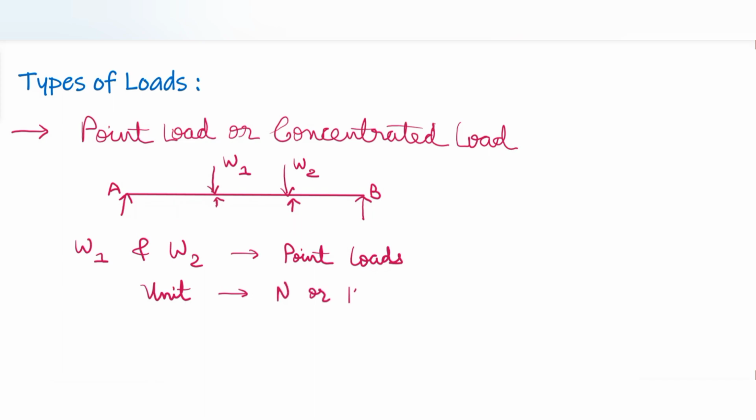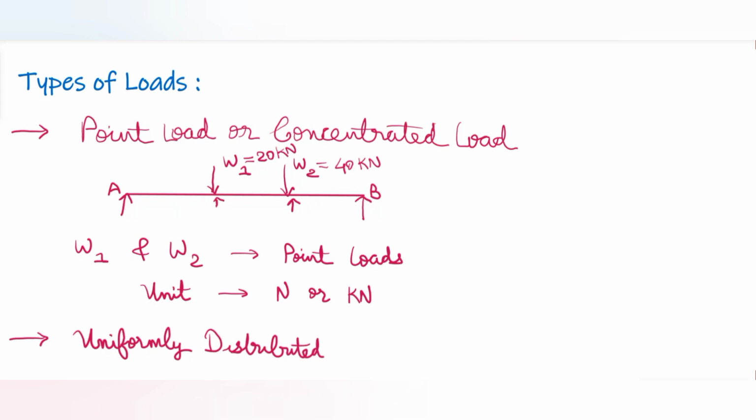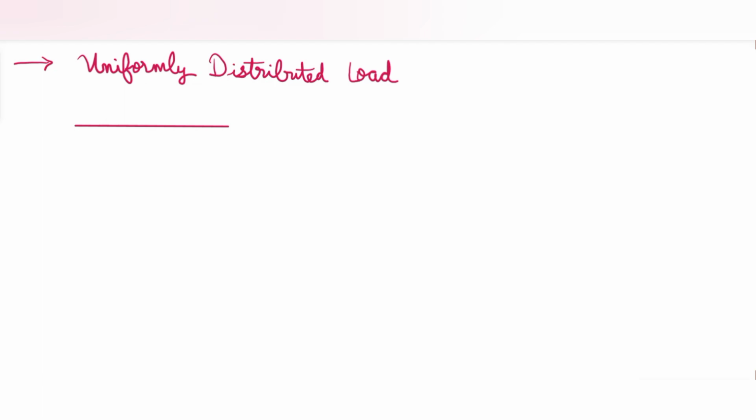And if we talk about the unit, then the unit is Newton or kilonewton. Suppose say W1 is equal to 20 kilonewton and W2 is equal to 40 kilonewton. Then we can say that 20 kilonewton and 40 kilonewton point load are acting on my beam AB. The next type of load is uniformly distributed load. We can write it as UDL. This type of load is known as uniformly distributed load.